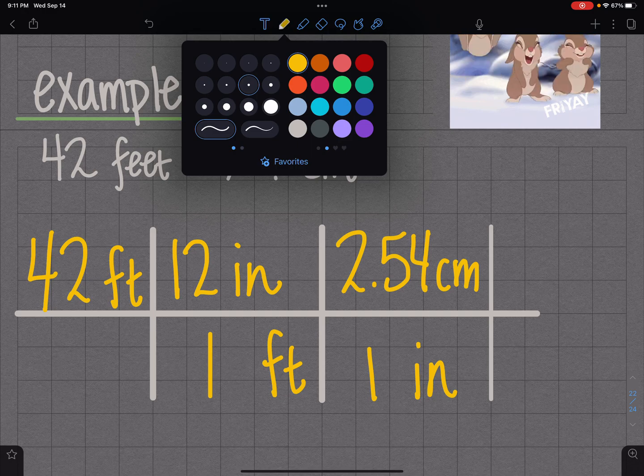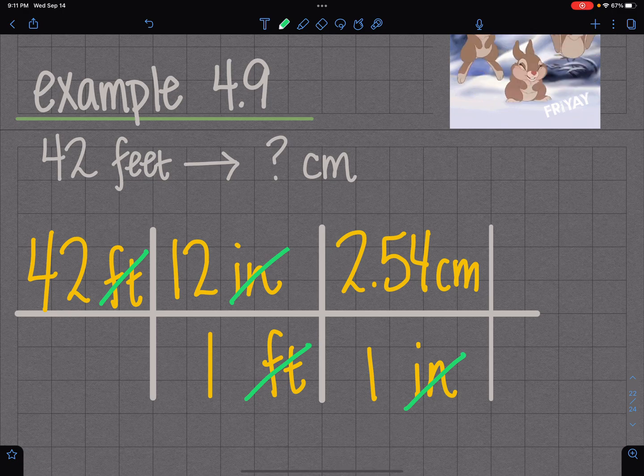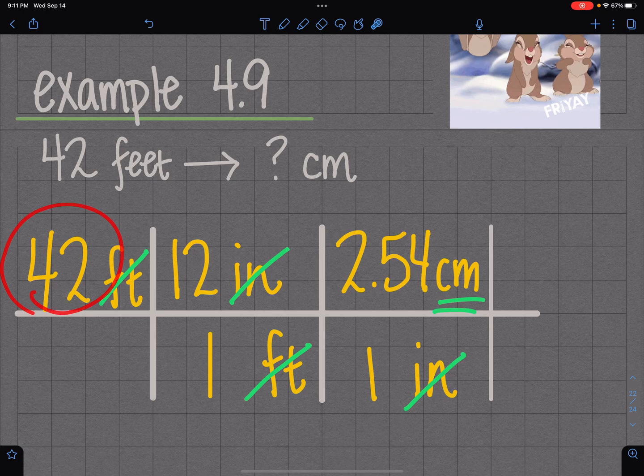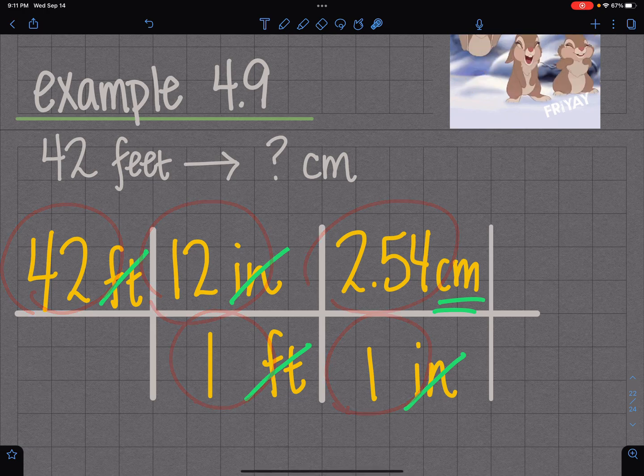So let's start canceling. Okay, this foot cancels this foot. This inches cancels this inches. And I'm going to be left with units of centimeters. And so all I have to do is multiply everything that's on top and divide by anything that's on bottom. Now, these are all ones on the bottom, so we don't really have to divide by anything, but you might have to in some other problems.